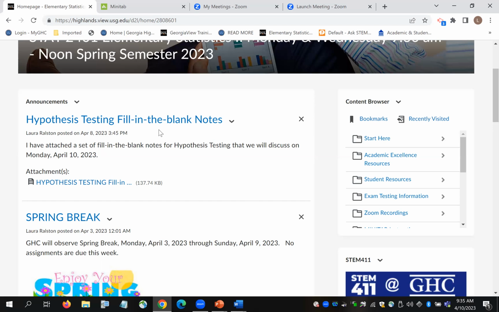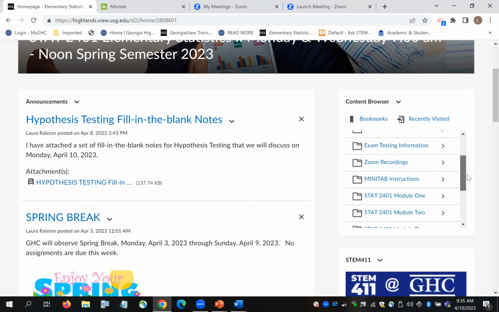And so I have that set of fill in the blank notes. You can print them off and fill them in as we go, or if you want to try to have your computer opened up and fill them in, that way you can also do that, but I've made that available.